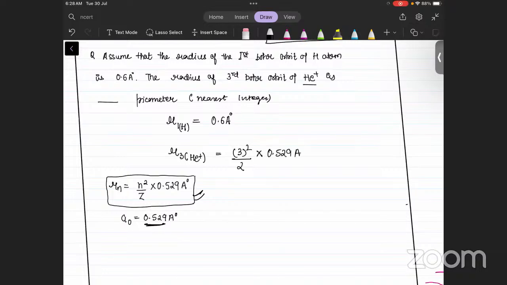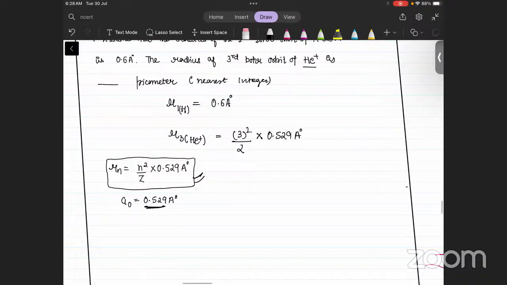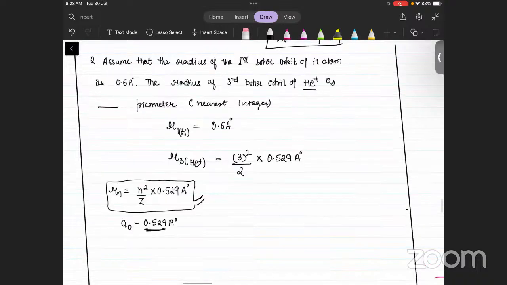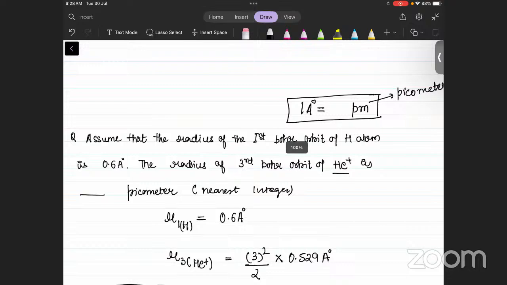What is 1 angstrom equal to, how many picometers? 10 power minus 8. My God. You can calculate, right? I'll help you, but I won't tell you the exact answer. First you try. Okay?